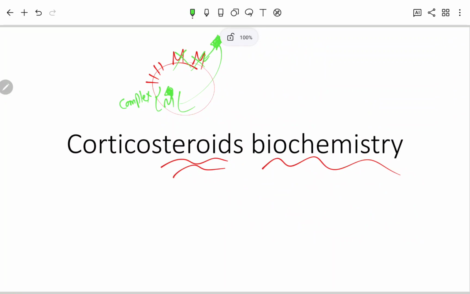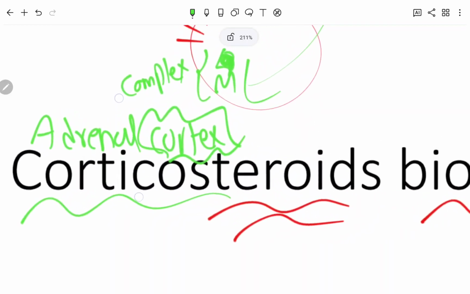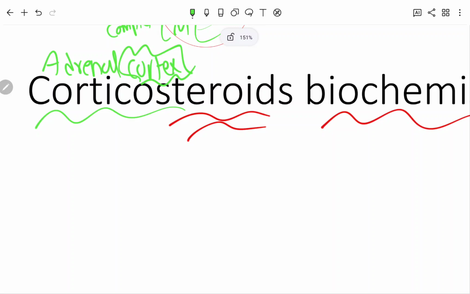Now, some of the steroid hormones are produced by the adrenal cortex, which is a part of the adrenal gland. And so we call these steroid hormones corticosteroids. Cortex, cortico. But please bear in mind that not all steroid hormones are produced by the adrenal cortex, only some of them. We have other steroid hormones produced by other organs like the sex organs, the testes and the ovaries.